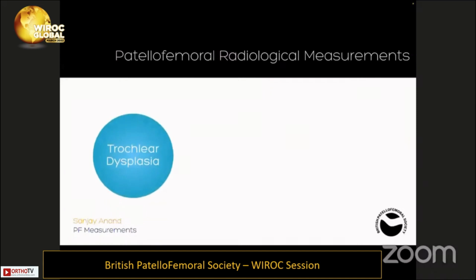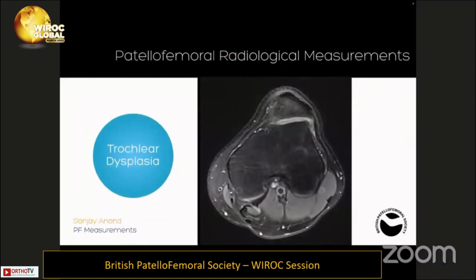So the next measurement we're going to discuss is trochlear dysplasia. You've already heard this mentioned a few times already. And this is the one slice you can do a lot of measurements on. A lot of the radiologists go to town on this in terms of what they can produce.